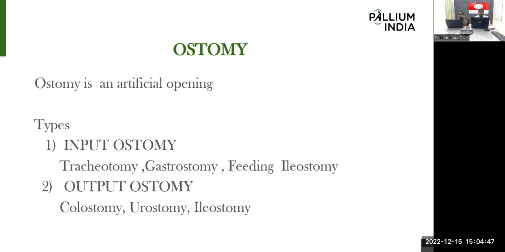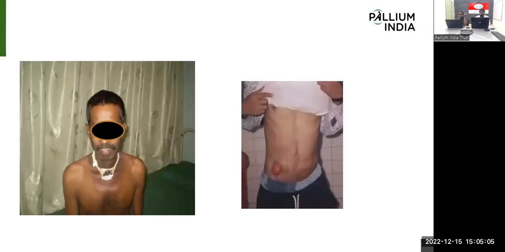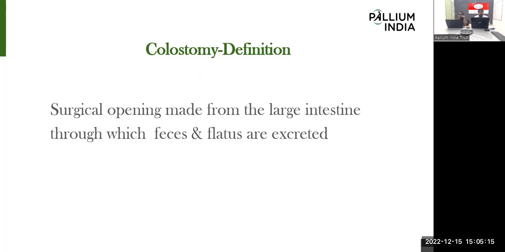Then output ostomy. Output ostomy means anything that needs to be collected from the body to the outside, for example colostomy, urostomy or ileostomy. Like these ostomies, we place them with the main purpose to collect the waste material from the body to outside. This one is the example for an output ostomy, colostomy. So first of all, we're moving to the colostomy.